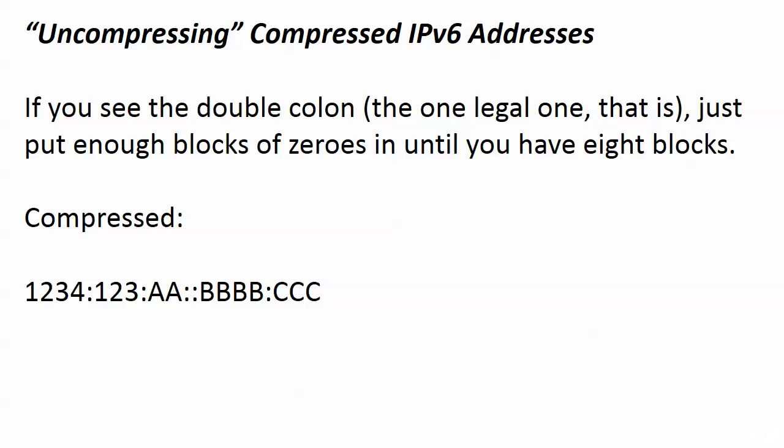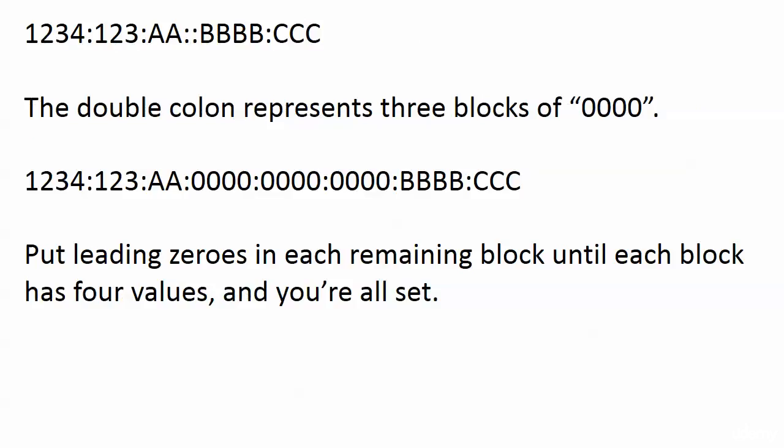Just put enough blocks of zeros back in until you have 8 blocks. So let's say that we were given this compressed address. You see 1234, 123, double A, double colon, 4 B's, and then 3 C's. Well, how many blocks do we see right now? We see 5. We know that an IPv6 address is going to have 8. So right then and there, you know that that double colon represents 3 blocks. So you just put those 3 blocks right back in the middle, and you are ready to go.